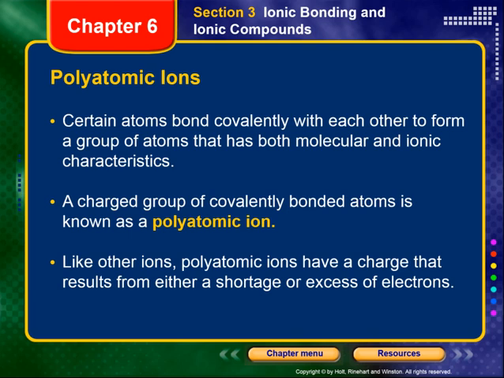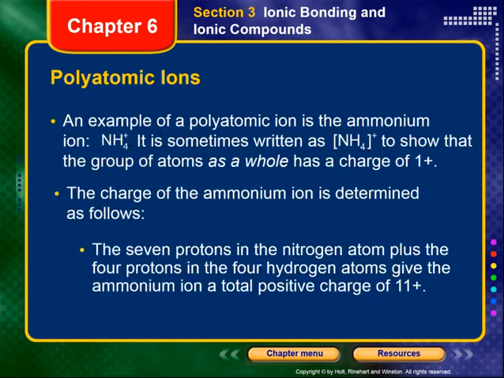Like other ions, polyatomic ions have a charge that results from either a shortage or excess of electrons. An example of a polyatomic ion is the ammonium ion, which is NH4 with a +1 charge. It is sometimes written with brackets to show that it is the group of atoms as a whole that has the +1 charge, and not mistaken for simply one of those hydrogens having a +1 charge.